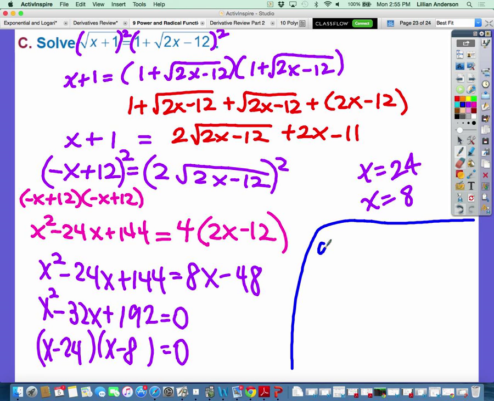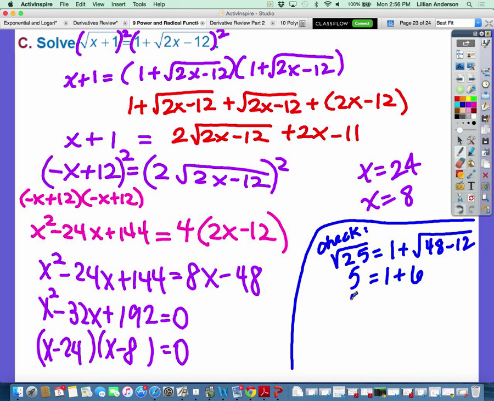original. So when I plug in 24, I have the square root of 25 equals 1 plus the square root of 48 minus 12. What's the square root of 25? 5. And then what's 48 minus 12? 36, and the square root is 6. And then what's 1 plus 6? That does not equal 5, does it? So 24 is not a solution. Because I had an x squared, you have to check.